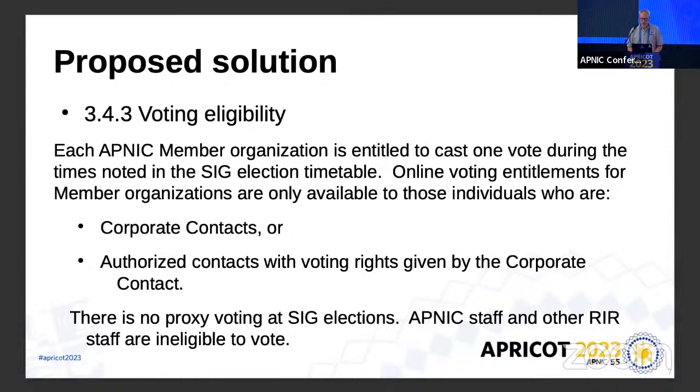Registered and attended in person or online at least one of the immediate past 8 APRICOT or APNIC conferences, not including the current one. Eligible registered attendees will vote online in the SIG elections and will be entitled to one vote each. Verification of any individual's entitlement to vote against official records will be used as needed. There is no proxy voting at SIG elections. APNIC staff and other RIR staff are ineligible to vote.